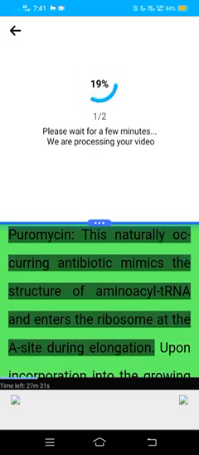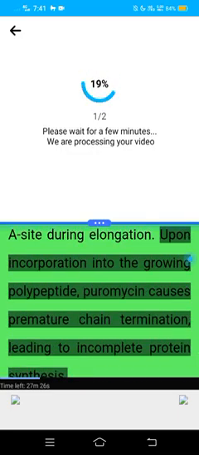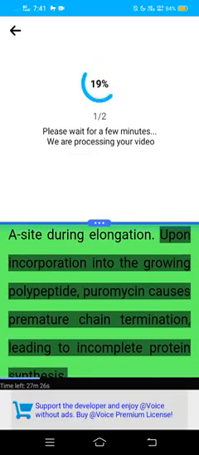Puromycin. This naturally occurring antibiotic mimics the structure of aminoacyl tRNA and enters the ribosome at the A site during elongation. Upon incorporation into the growing polypeptide, puromycin causes premature chain termination, leading to incomplete protein synthesis.